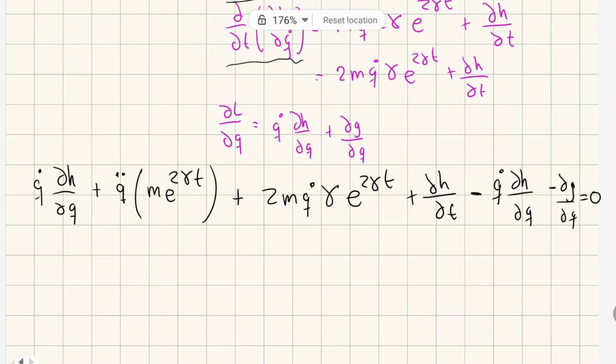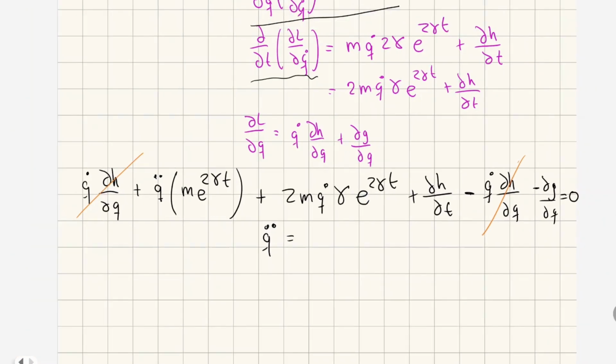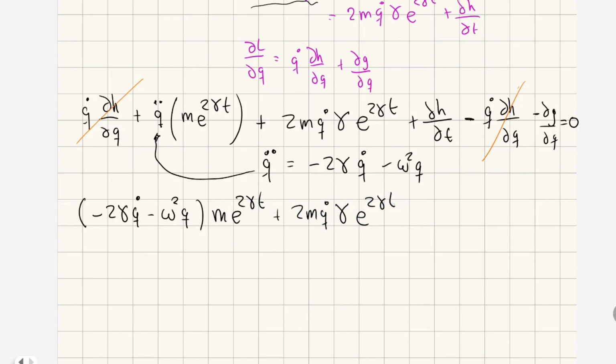Okay, so we have that equation over there. We see here that we can cancel this term with this term, and we know that q double dot was defined to be minus 2 gamma q dot minus omega squared q. So we are going to plug this into here, and we get that minus 2 gamma q dot minus omega squared q, times m e to the 2 gamma t, plus 2m q dot gamma e to the 2 gamma t, plus dh dt minus dg dq is equal to 0.